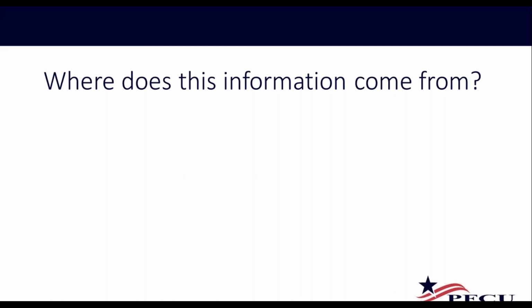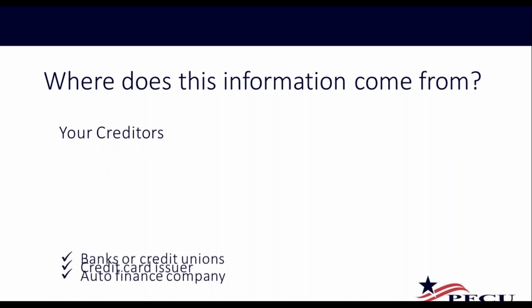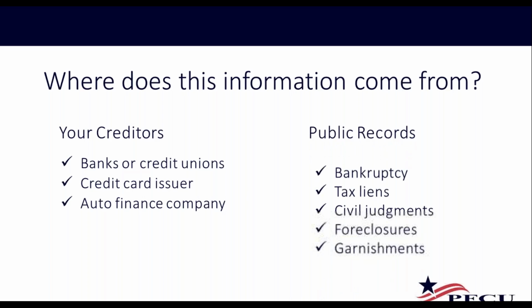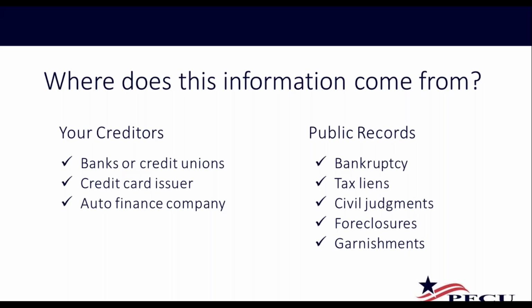So where does information on your credit report come from? Your creditors, banks and credit unions, credit card issuers, auto finance companies, as well as public records: bankruptcies, tax liens, civil judgments, foreclosures, and garnishments.